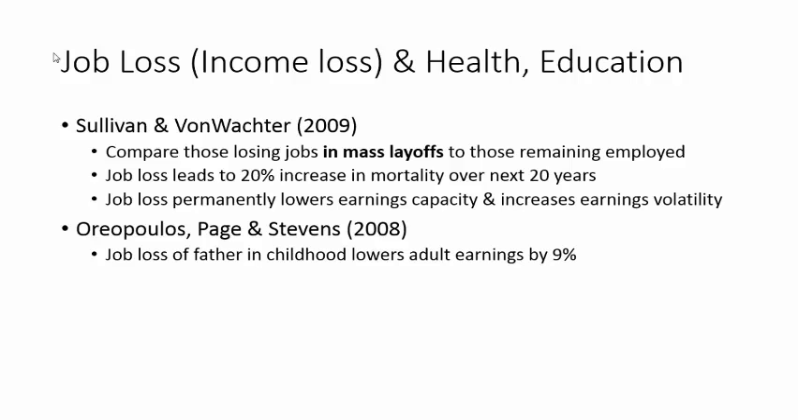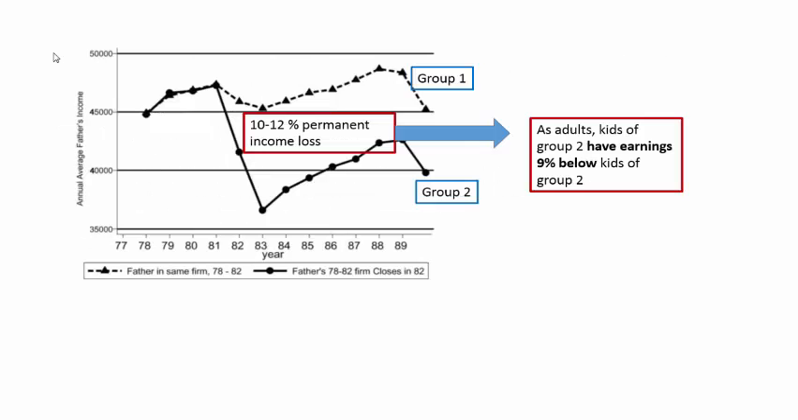A similar study from my own research, conducted with two colleagues, took a similar approach but looked across generations. In this study, we again looked at a sample of fathers who lost jobs when their companies laid off at least 30% of all workers. We wanted to look at whether the income changes associated with these layoffs affected the children of these parents when they became adults and entered the labor market. This figure shows the underlying quasi-experiment.